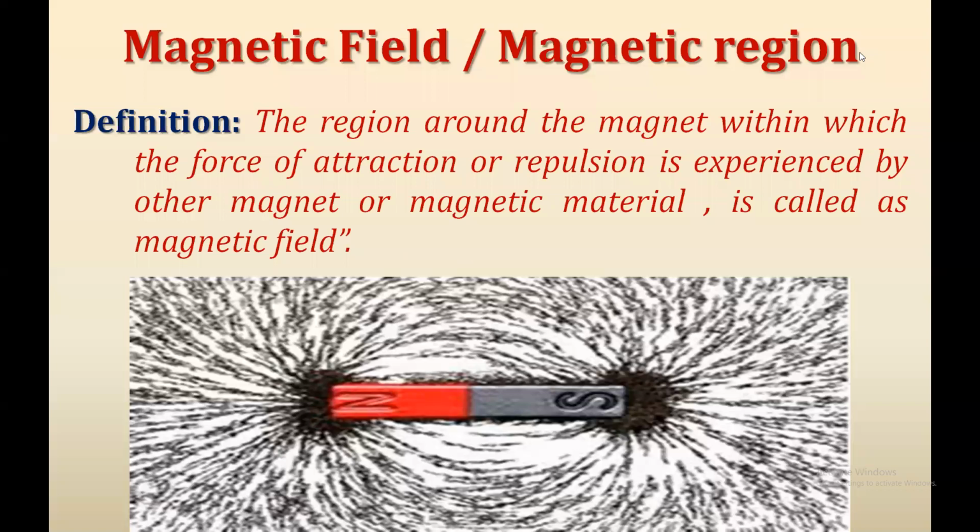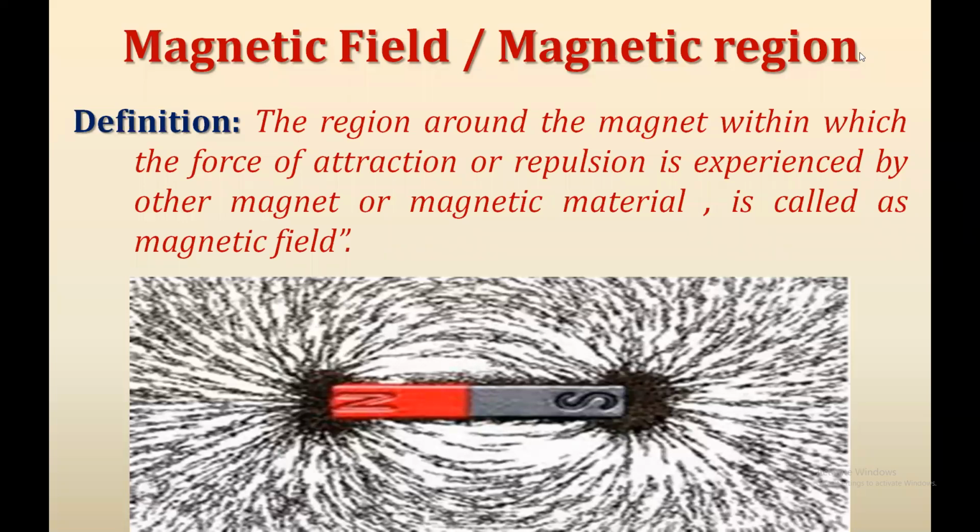But as we know, the two magnetic poles have no physical contact, yet these two poles will experience a force, either attraction or repulsion. This means the force also depends upon the surrounding medium, and K is the medium constant. Its value is 1 upon 4 pi mu 0 mu r, where mu 0 is the absolute permeability and mu r is the relative permeability.